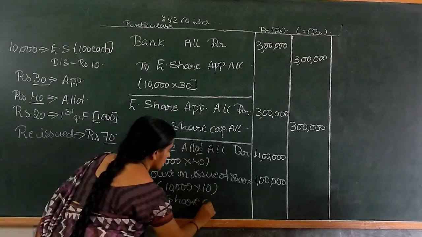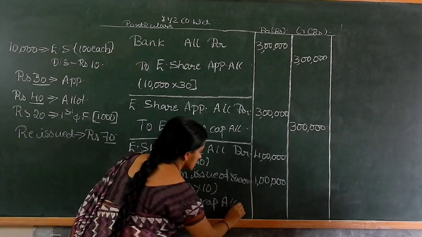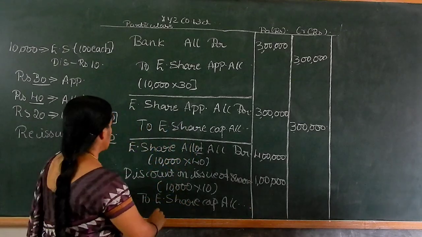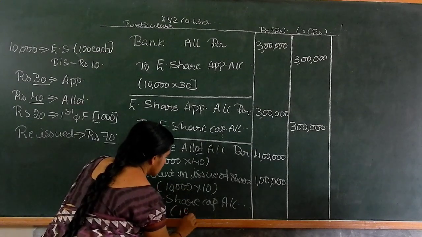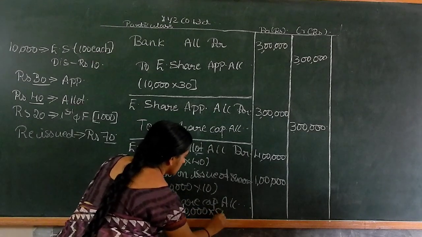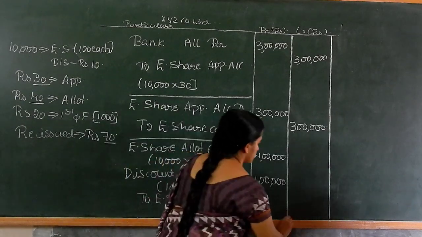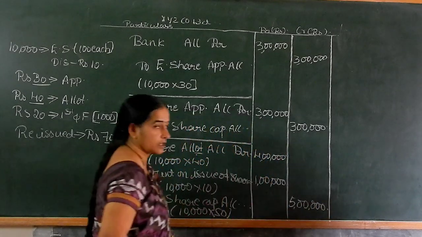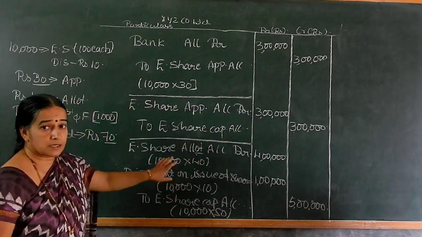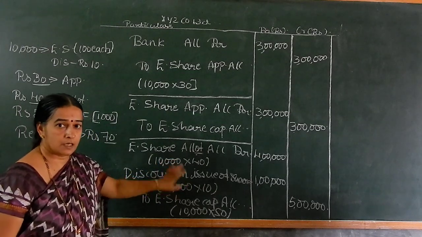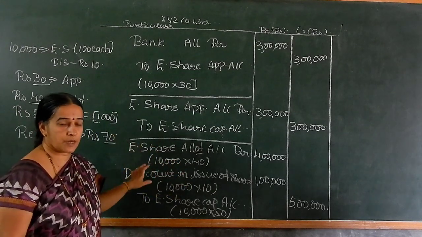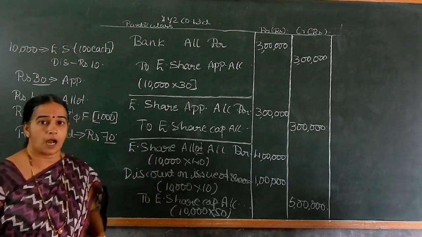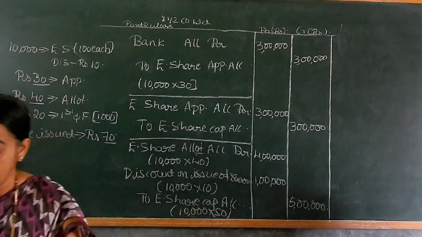Equity share capital account. Now equity share capital account will be 10,000 into 50. So total amount, including discount, that is 10,000 into 50, that is 5 lakh. Understood the entry? If there is a discount, the discount amount will be debited because it is an expense to the company, and always the discount will be allowed at the time of allotment money due.